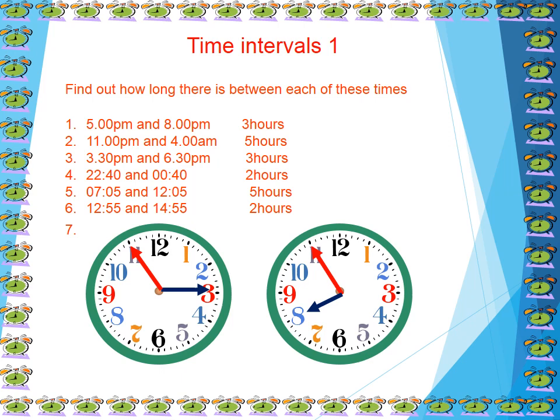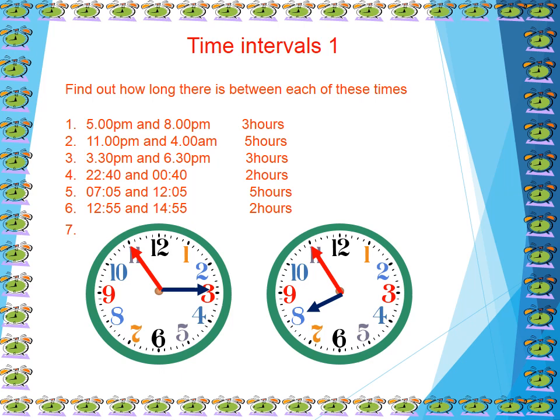The second one, 11 p.m. and 4 a.m. Let's count together. From 11 p.m. to 12 we have 1 hour, then 1, 2, 3, 4, we have 5 hours in total. 3:30 p.m. and 6:30 p.m. How many hours? 3:30 to 4:30, this is 1 hour. 4:30 to 5:30, this is 1 hour. 5:30 to 6:30, this is also 1 hour. So we have a total of 3 hours.